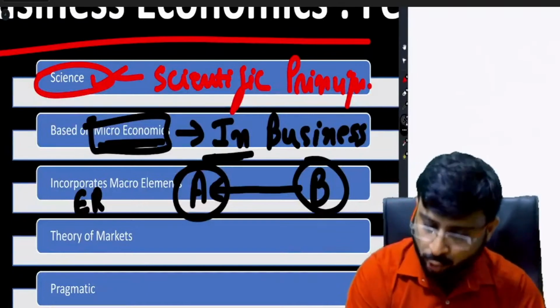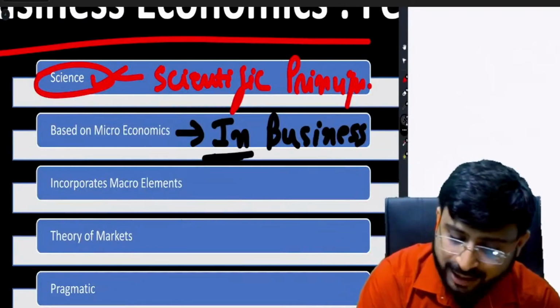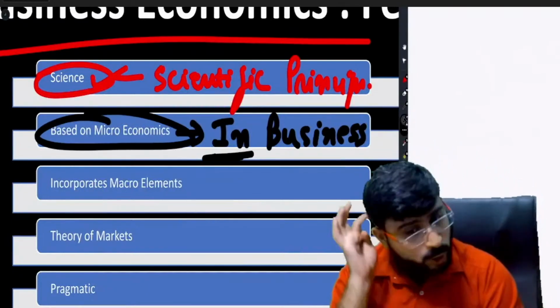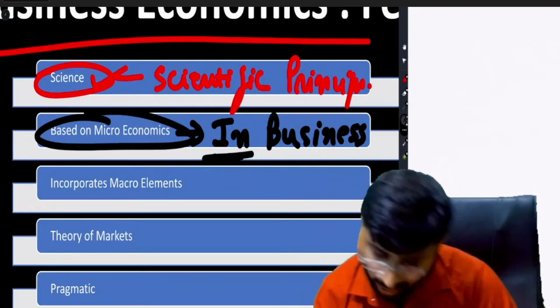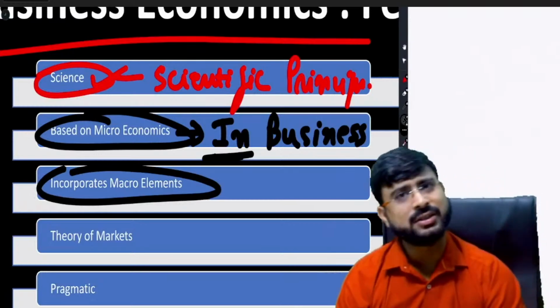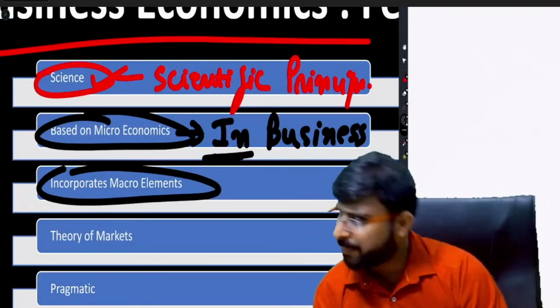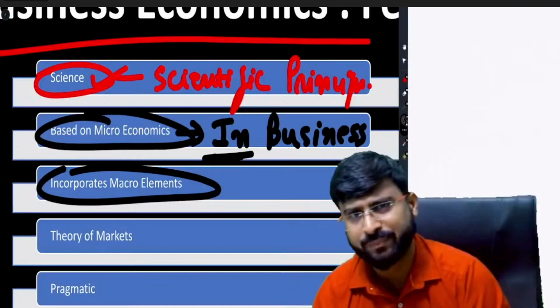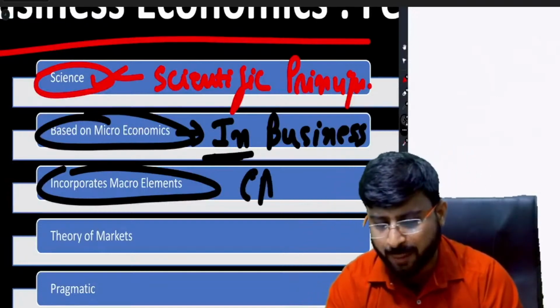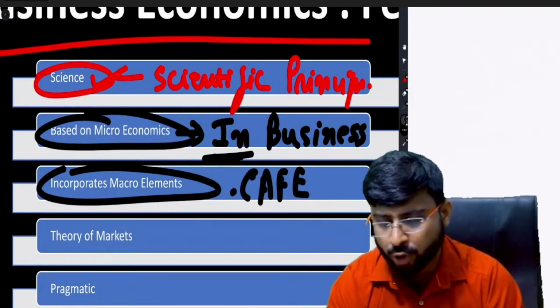So yes, though we say that business economics is nothing but microeconomics, it doesn't mean that there is nothing called macro here. Obviously, it incorporates macro elements. Sir, give some more examples. Okay, I'll give you one more example. Suppose you are setting up a business. Let's say you are setting up a cafe in your area.